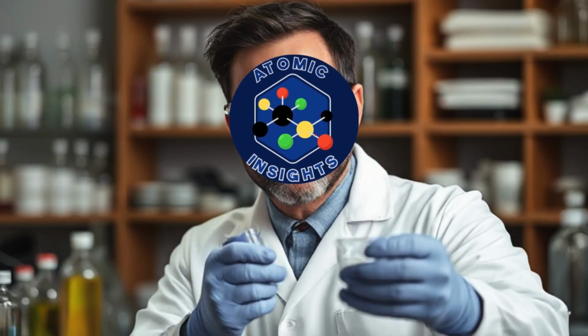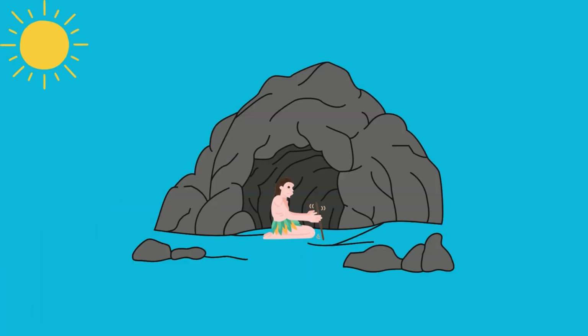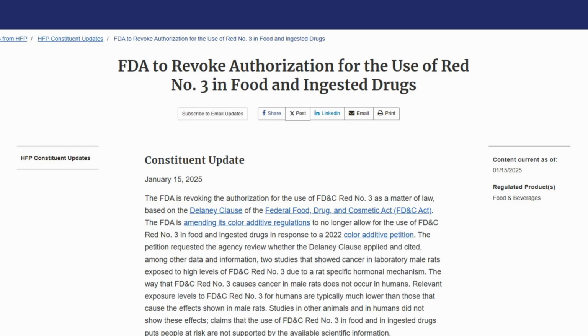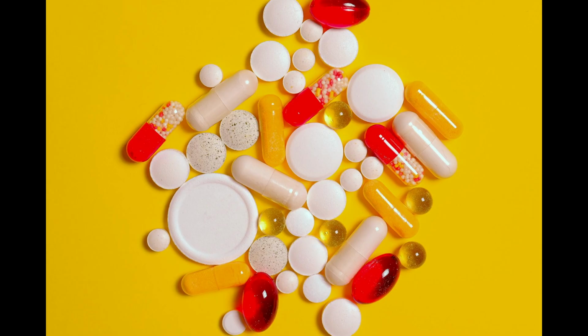In today's video, we'll be diving into the world of chemistry and exploring Red 3, also known as erythrosine. In case you've been living under a rock, Red 3 was banned this week in the US. You've probably seen it in your favorite foods, cosmetics, and even some medications. But what exactly is Red 3? How is it made, and why do some people worry about its safety?